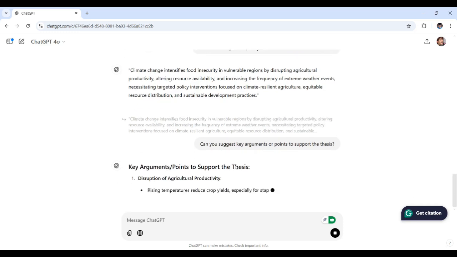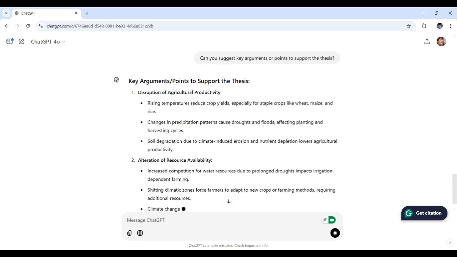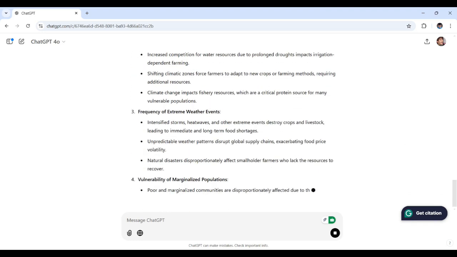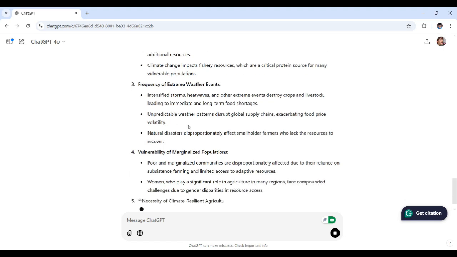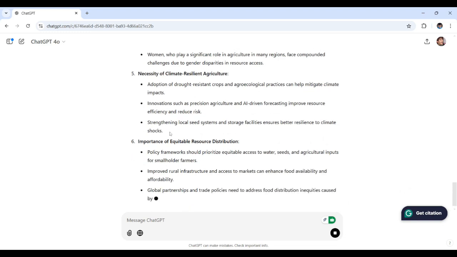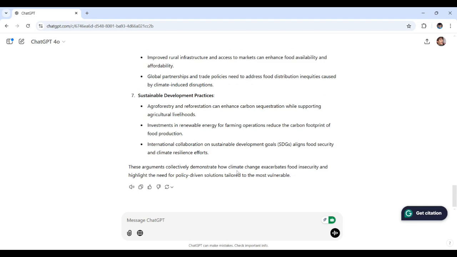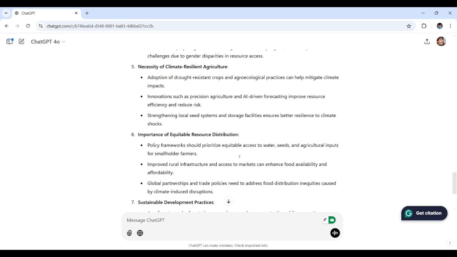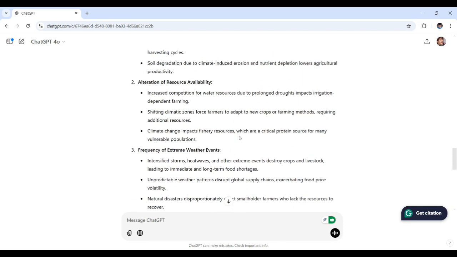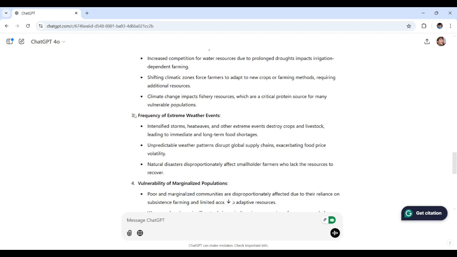All right. Here are the following key arguments or points. One section here, disruption of agricultural productivity. Another is alteration of resource availability. Here are the following arguments and points for each subtopic. Yep, let's go through each of them real quick. Each of these arguments and sections and topics have 3 points each.